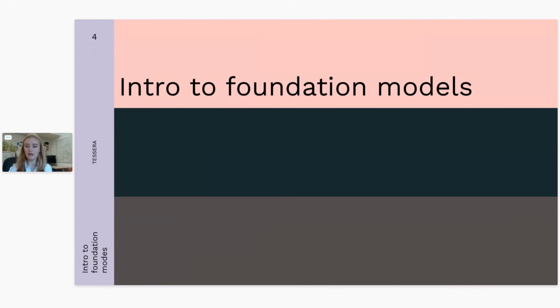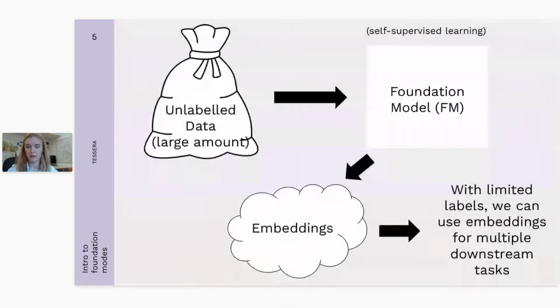So to begin, I first wanted to give you an introduction to foundation models to make sure we're on the same page. So foundation models essentially are built on self-supervised learning. And self-supervised learning is based on the premise that in many domains, we have a huge amount of unlabeled data. So you can imagine, for example, RGB images on the internet. Self-supervised learning functions by trying to sort all of this unlabeled data into a multidimensional space.